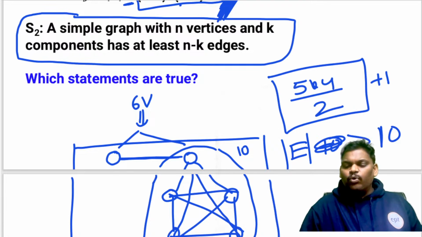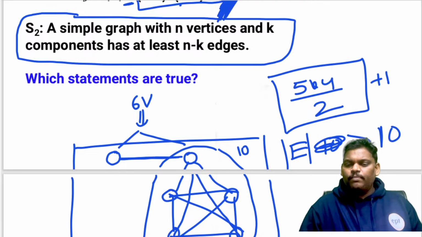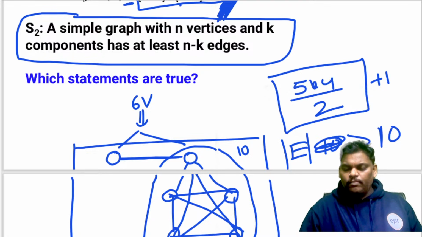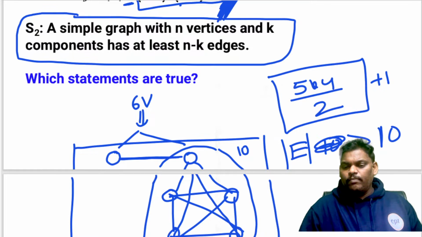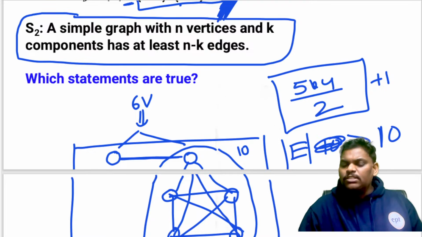A simple graph with n vertices and k components has at least n minus k edges. Now listen, S2 is saying simple graph or forest. Carefully read it. S2 is saying simple graph, not forest. Simple graph with n vertices and k components has at least n minus k edges.